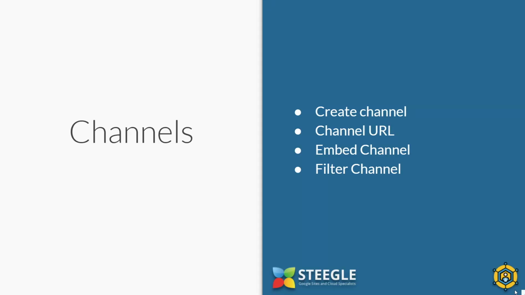Steegle News also offers channels, so you can pre-filter your news to just one particular hashtag or source. You can create a channel and have multiple channels. You can grab that channel URL and then embed that in your Google site. And then once that's embedded, you can also filter. Let's see how to do that now.